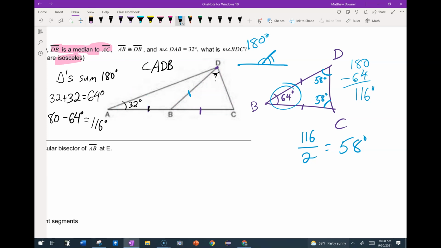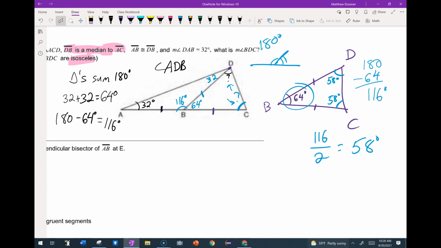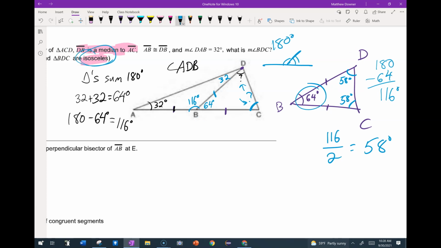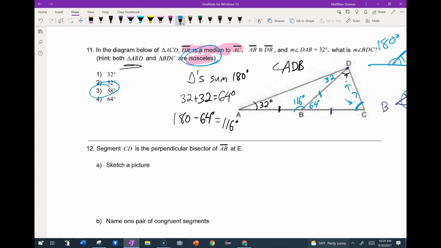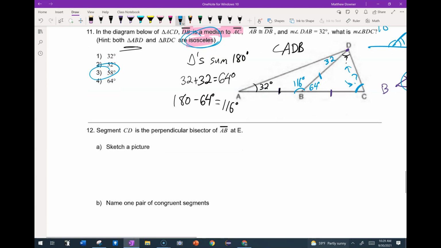But I said, well, if it's isosceles, this should also be 32. And if it's a triangle, all the angles should sum to 180. And if these two lie on a straight line together, those two should sum to 180. And then this is also another isosceles triangle, so the base angles are congruent. So try to work with all of the geometry facts that you know about isosceles triangles, supplementary angles, and isosceles triangles specifically. So for angle BDC, that's going to be 58 degrees.